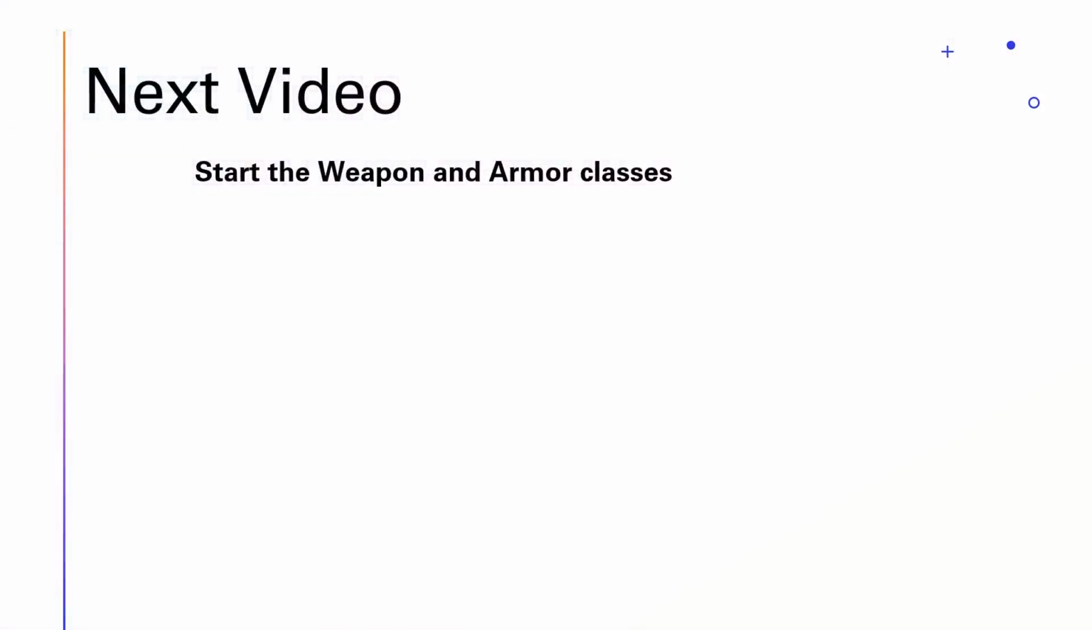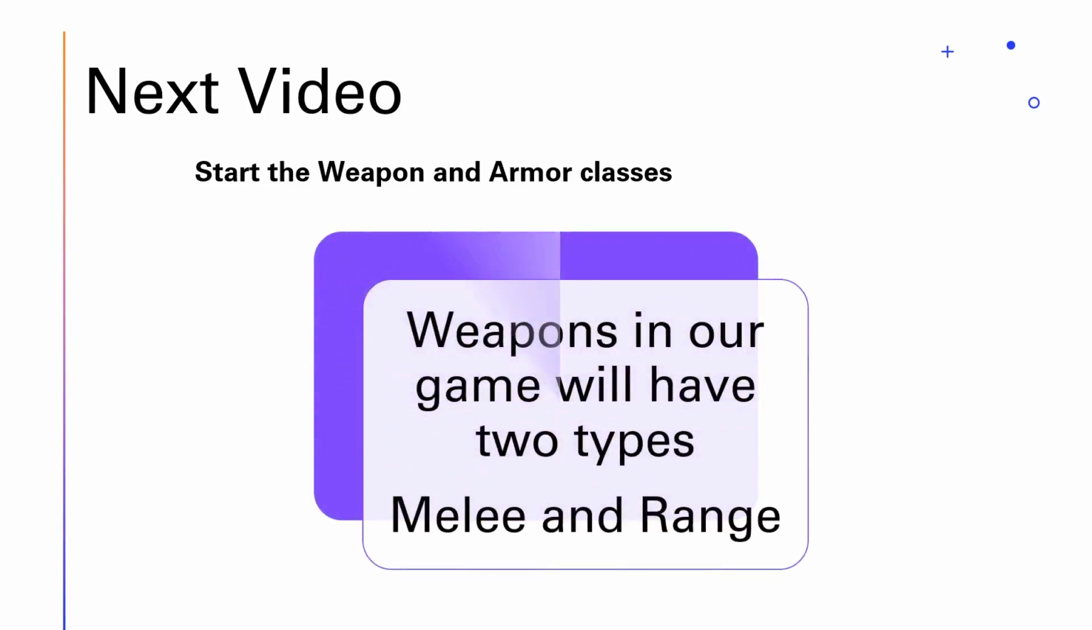Alright, so in the next video, we're going to start the weapon and armor classes. I still haven't fully figured out how I want to work with these. I've got an idea in place, but I do know that our weapons will have two types, melee and range weapons, and we'll also be able to have different types of armor, etc. Headgear, footwear. But we'll go over that in the next video. I'm still tweaking the classes.